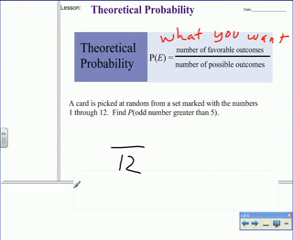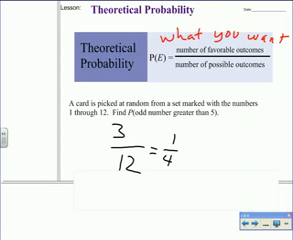Find the probability of choosing a card with an odd number greater than 5. How many odd numbers are greater than 5? Close. But less than 12, right? Because the cards only go up to 12. How many odd numbers greater than 5 but less than 12? 3. So you have 3 in 12 probability, which is actually 1 in 4 probability.